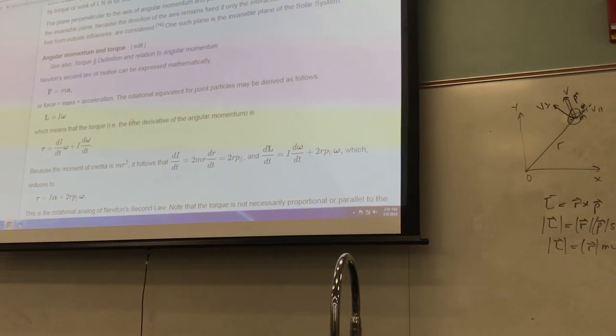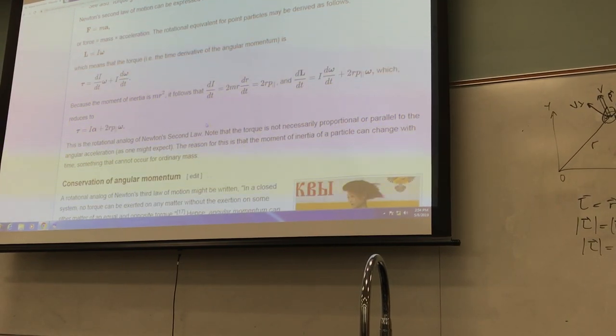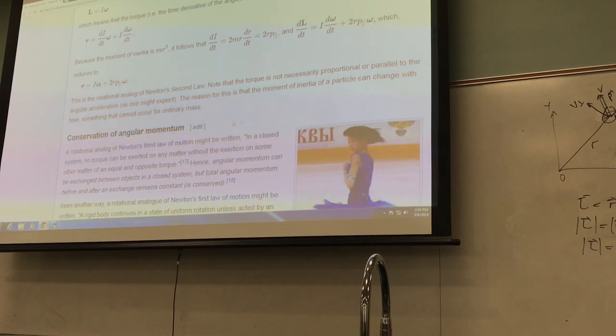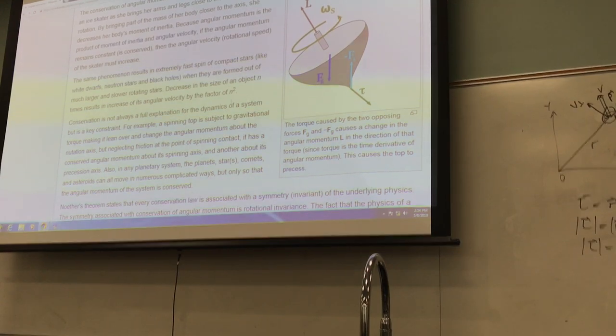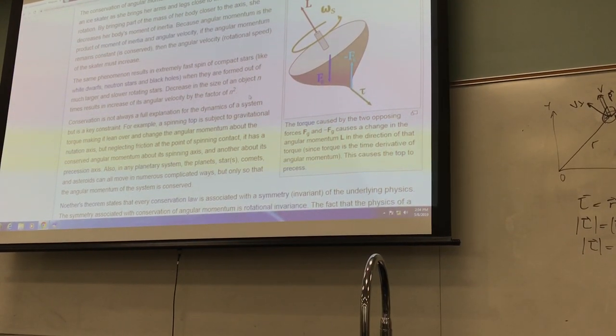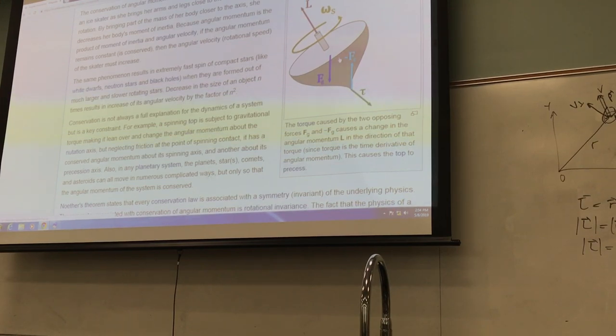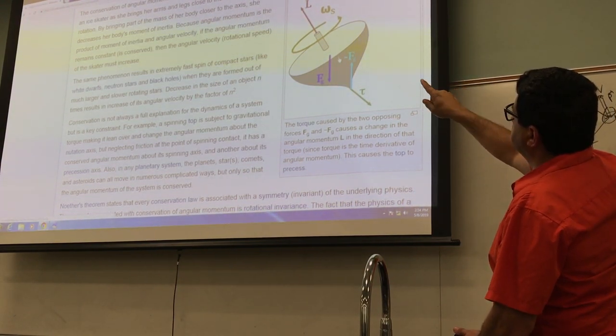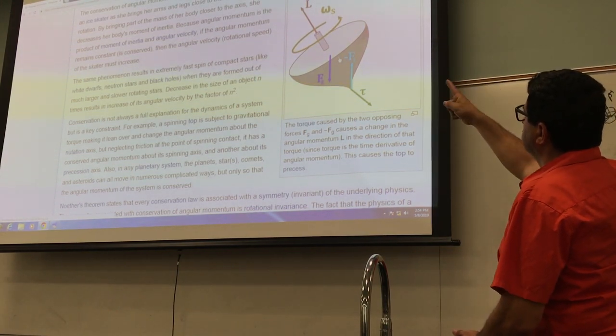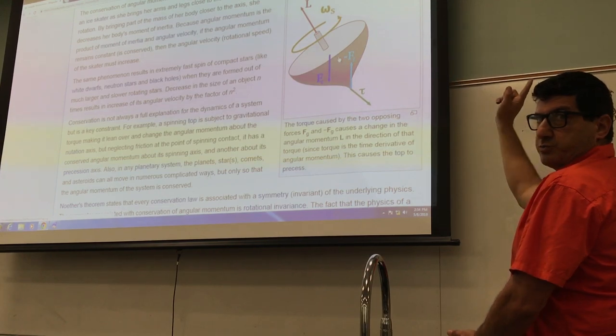Then you have the angular momentum and torque. Torque equals I alpha. Then you get the conservation of angular momentum. Then they talk about precession. We don't get into precession here because it's a more advanced topic, but it would be nice if you could read up on that. The torque on a spinning top causes it to not only rotate, but to precess. And that's why planets also precess.